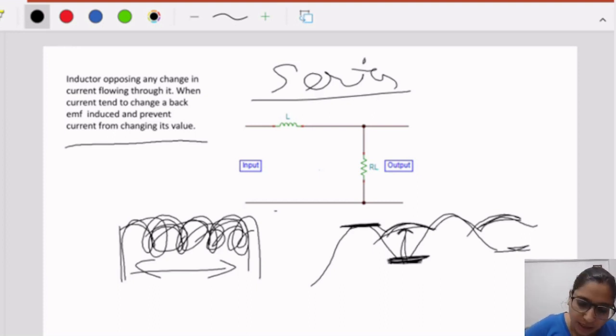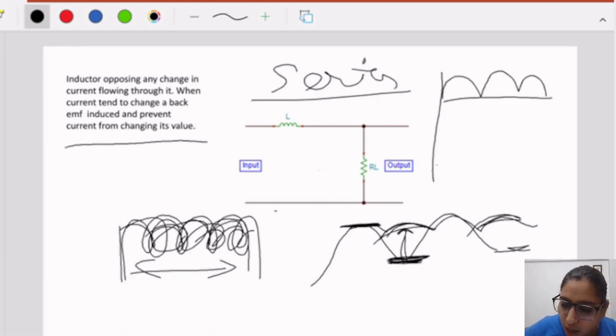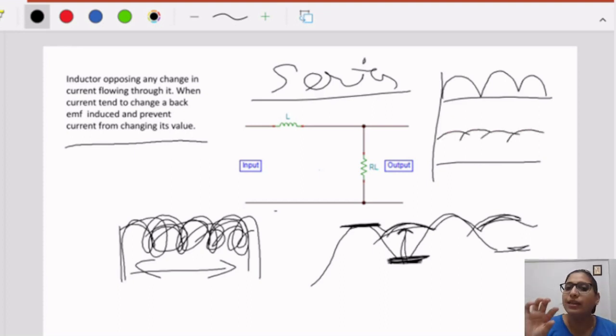So if this is the input waveform, at the output we are getting this kind of output waveform, where the variations are very little, minimal variations are there. So this pulsating DC is converted into steady DC now. Okay, so this is the working of what an L filter is doing.